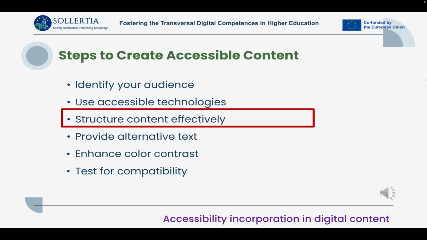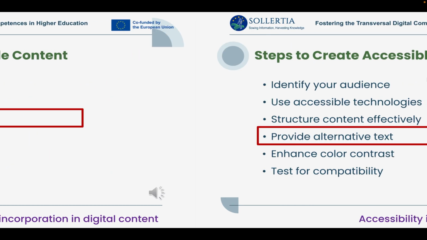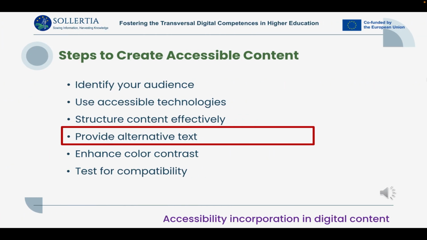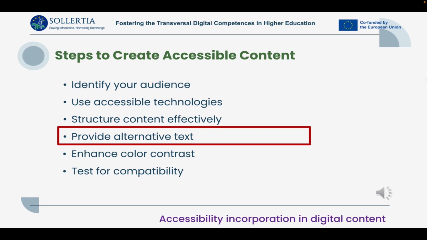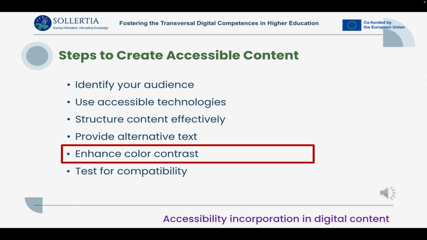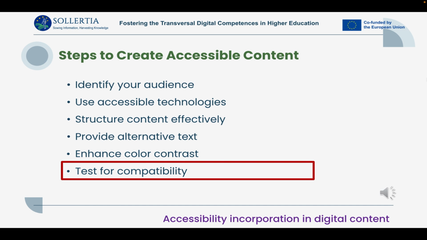After that, we need to structure the content effectively, organize information with clear headings, subheadings, and lists to enhance navigation. We also need to provide alternative text. We need to ensure that images are described for users who rely on screen readers. We also need to enhance color contrast. We need to use combinations that are easy to distinguish even for users with visual impairments. And at last, we need to test for compatibility. We need to validate that the content works from an assistive technologies perspective, such as screen readers and keyboard navigation.